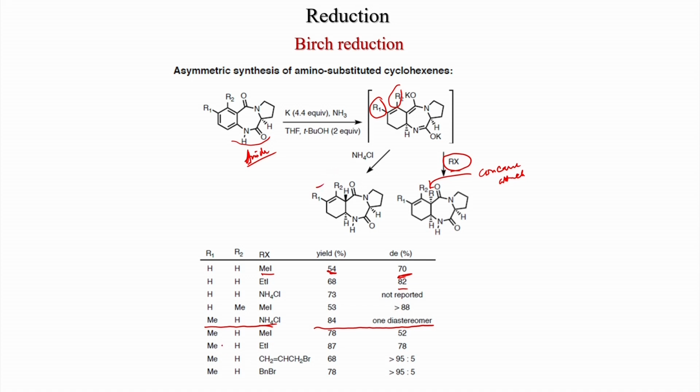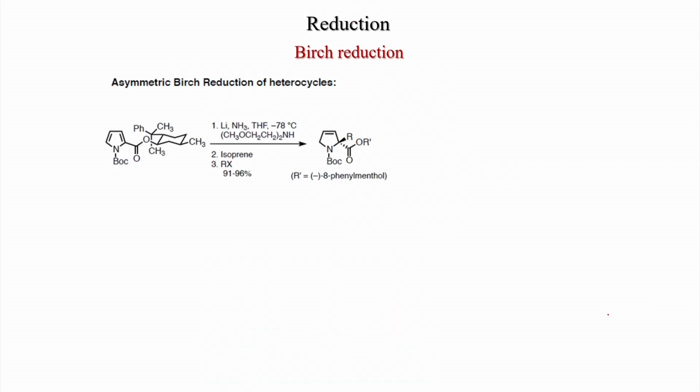And similarly, for this product you get methyl iodide treatment, but you get the selectivity only 52%. However, when you change the alkyl halide to allyl bromide, then greater than 95:5 selectivity you observed, both methyl iodide, allyl bromide as well as benzyl bromide cases.